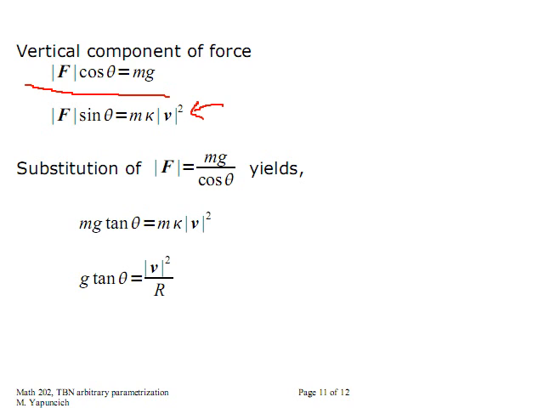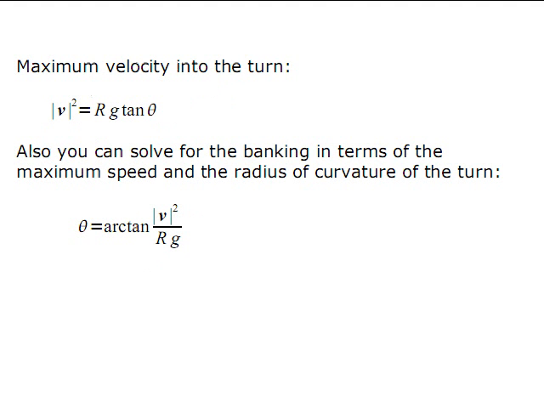So of course we can use this one to solve for the magnitude of force and substitute it into the other equation, and we end up, after we cancel the m's, with an expression relating the banking of the curve, the maximum speed you can go around this curve without losing traction, and the radius of the curve. And depending on which ones you hold constant, you can solve for the other one. Here's the maximum velocity that you can take the curve at. It will be the radius of the curve times acceleration due to gravity times the tangent of the angle.